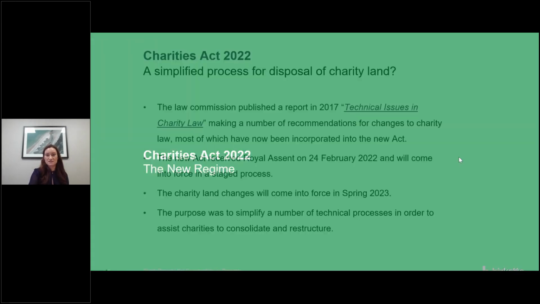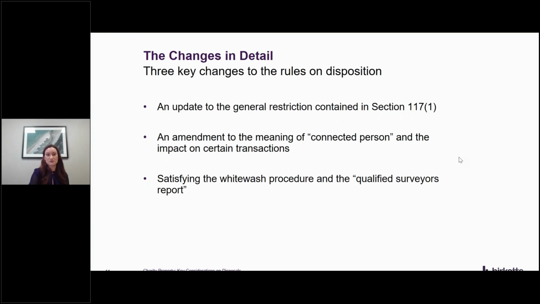The benefit of the changes is that it should save time and money for the charity trustees. It should give a wider pool of advisors for people to take advice on disposals, and it should give greater certainty for purchasers of charity land. So as I said, everything that Louisa has covered so far about the basic rules on disposition are still relevant, but there are various changes that we need to talk about. So let's have a quick look at those in detail.